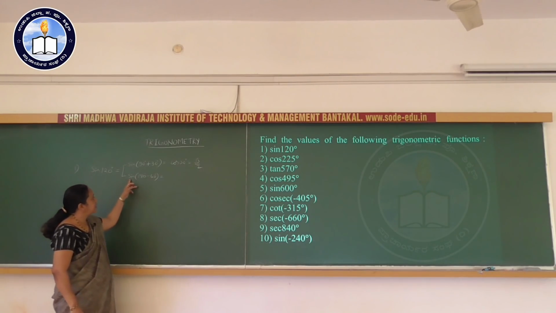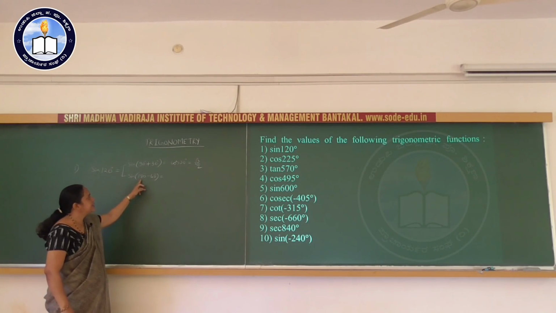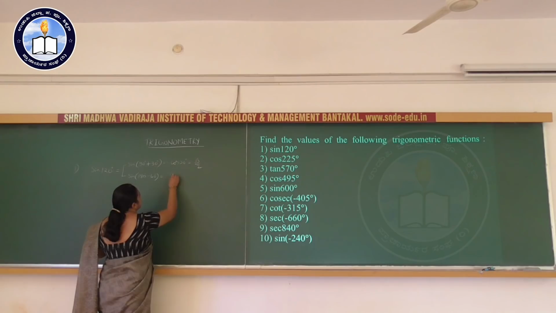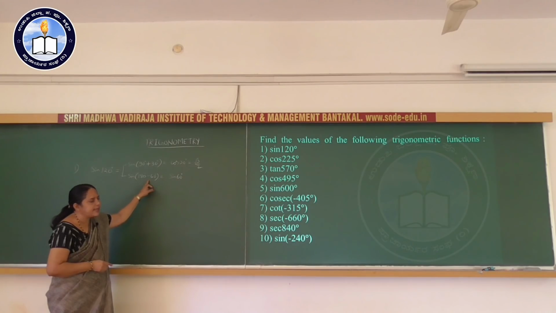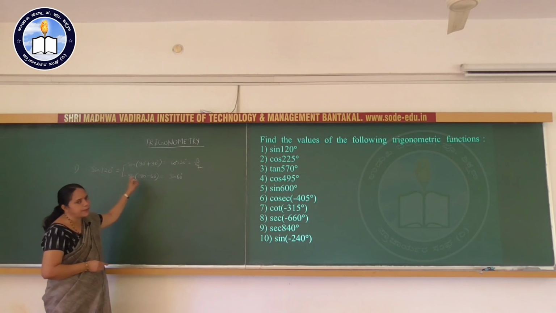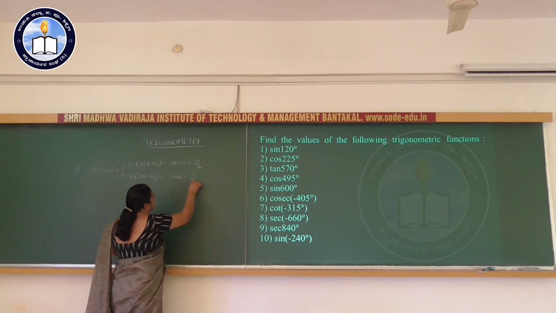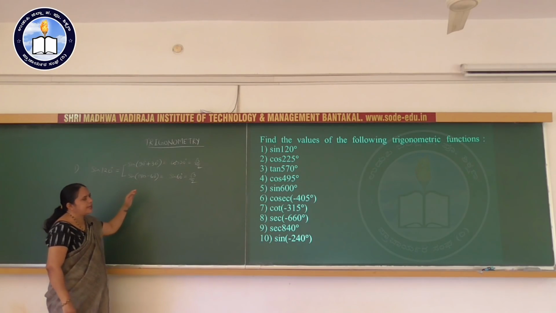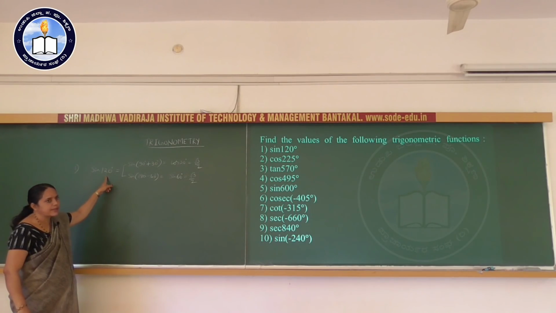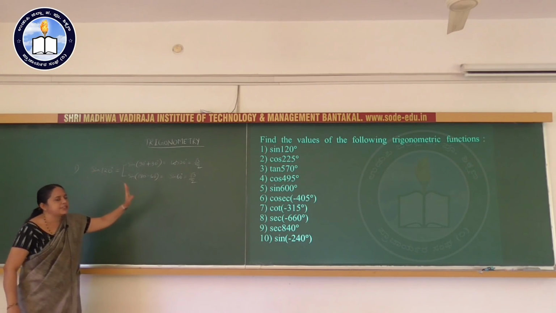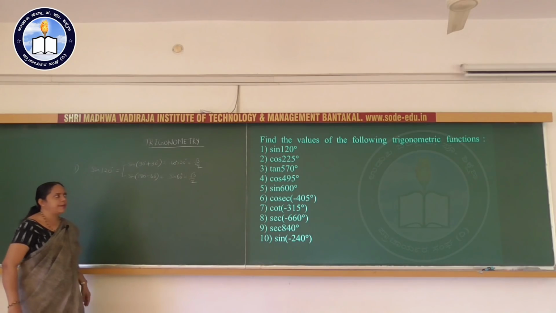Or we can use sine of 180 minus 60. Since it is 180 degrees, let's write sine 60 degrees. Again, it's a second quadrant angle. In the second quadrant sine theta is positive. So the answer is plus sine 60, which is root 3 by 2. Anyway, the answer is root 3 by 2.